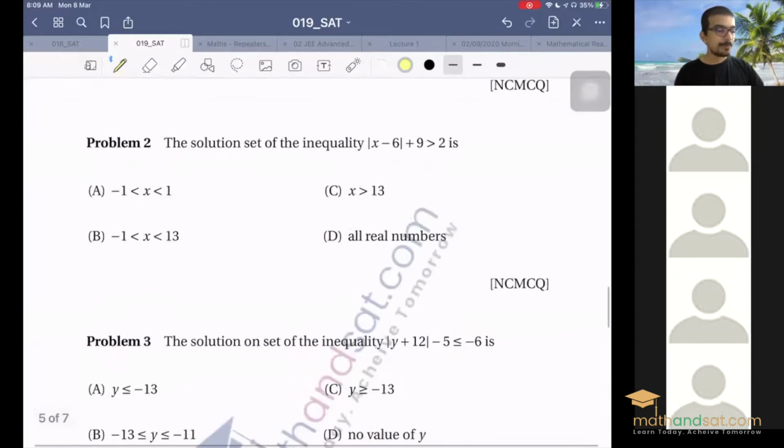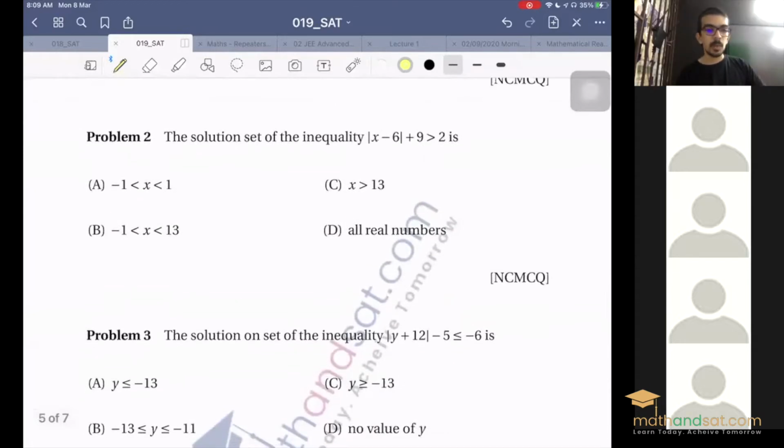Another question. The solution set of the inequality modulus of x minus 6 plus 9 greater than 2 is. So how do we do this? Modulus of x minus 6 plus 9 is greater than 2. So this means that modulus of x minus 6 is greater than minus 7.